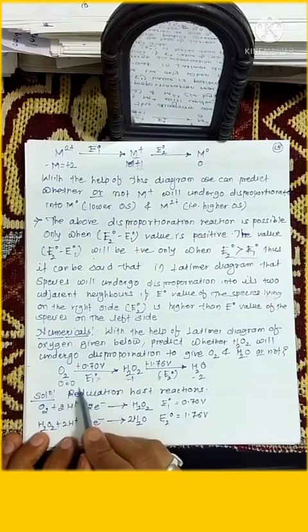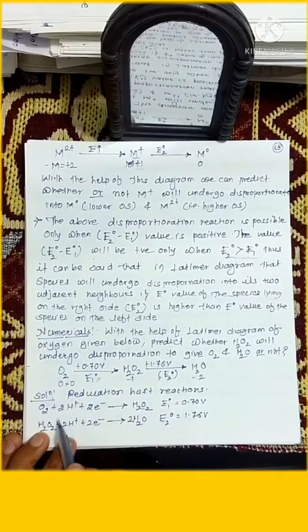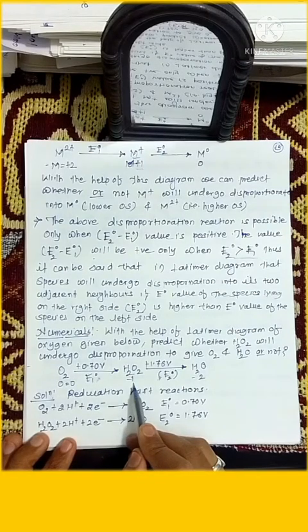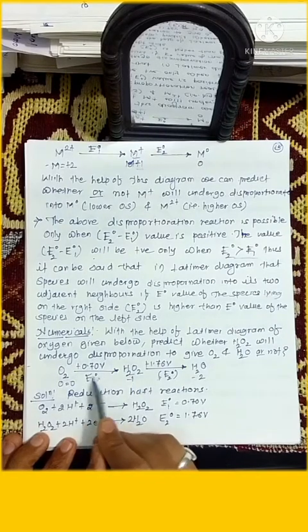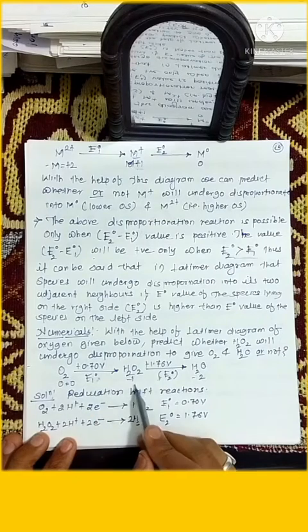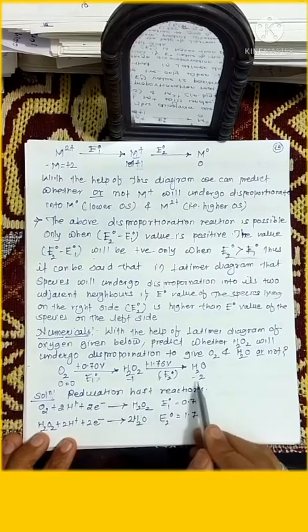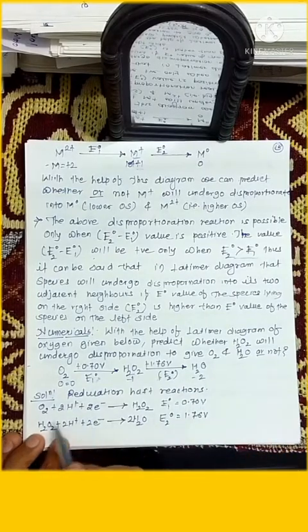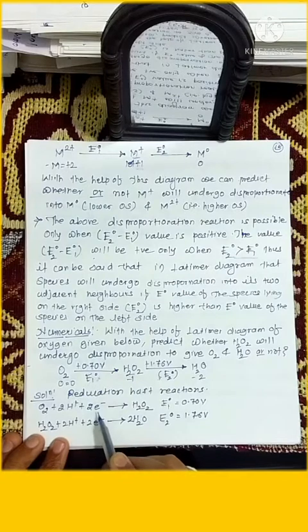So from here to here, from O2 in 0 oxidation state to -1 oxidation state, gain of 1 electron. From -1 oxidation state to -2 oxidation state, again gain of 1 electron. So oxygen is written in molecular form O2. That's why this electron is multiplied by 2.